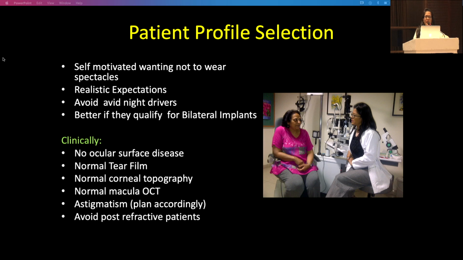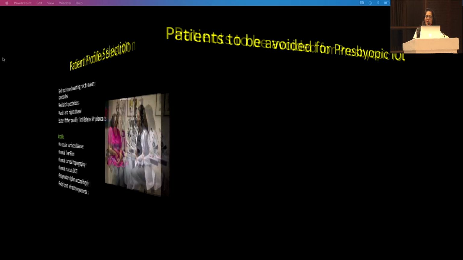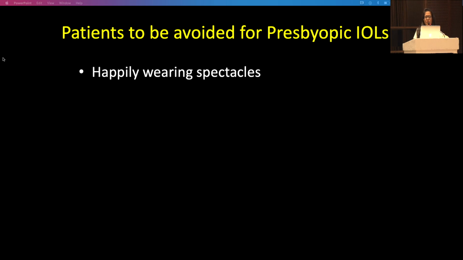Clinically, make sure that they have no ocular surface disease. Make sure that you treat the dry eyes before you do the presbyopic lenses. Corneal topography is very important to rule out any irregular astigmatism, because that affects your visual outcome. See the astigmatism very carefully, and our speakers will talk about planning of that also. And initially avoid post-refractive patients because of their irregular corneas and problems in calculating, which we will also touch upon.